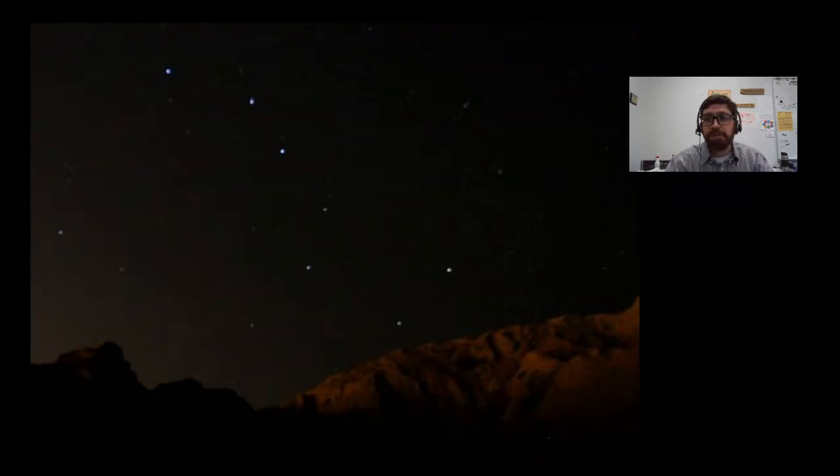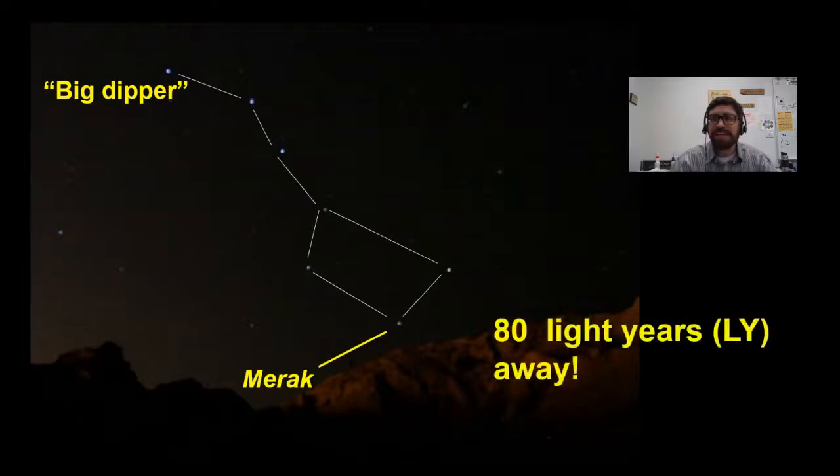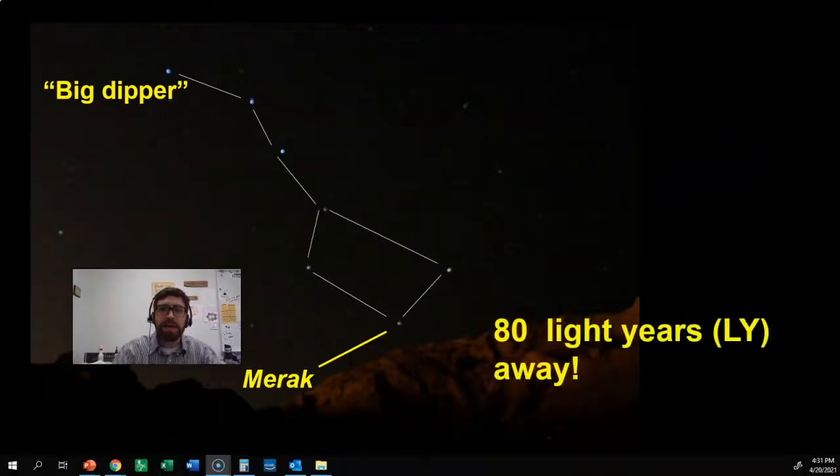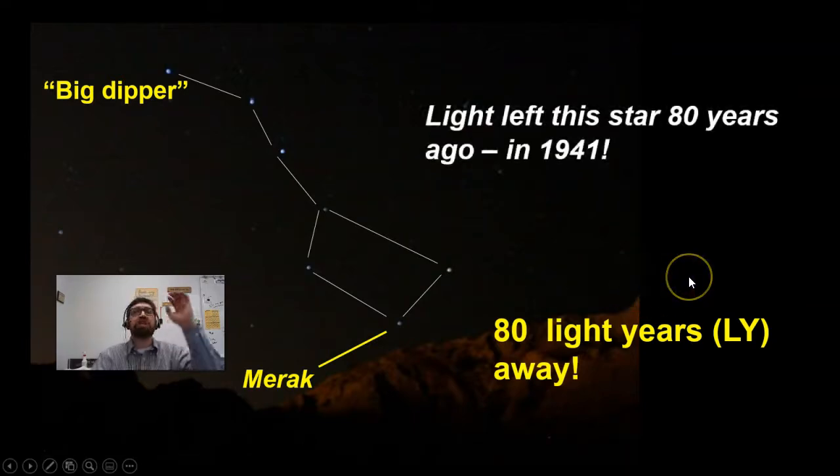We can go farther out. If you look at this constellation, it's a very, very famous constellation. Here it is. I'll highlight it on your screen. It's called the Big Dipper. And in that constellation, there's a star called Merak. Merak is not 4.4 light years away. It is 80 light years away, which means, drum roll people, light left this star 80 years ago to reach this Earth tonight so you can see it.